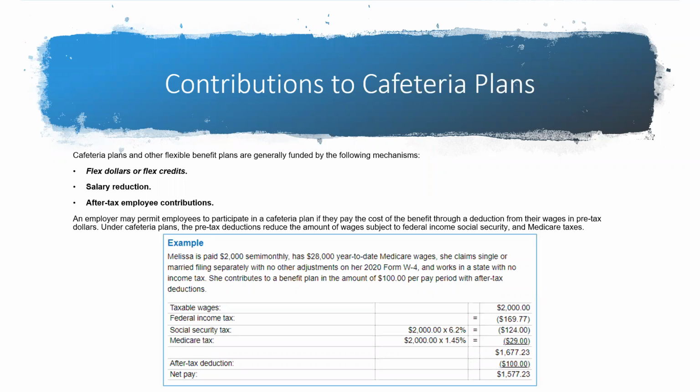But since this is an after-tax, she contributes to a benefit plan in the amount of $100 per pay with an after-tax deduction. You can see that after-tax deduction is calculated after all of her taxes, and that's where that net pay number then comes from.